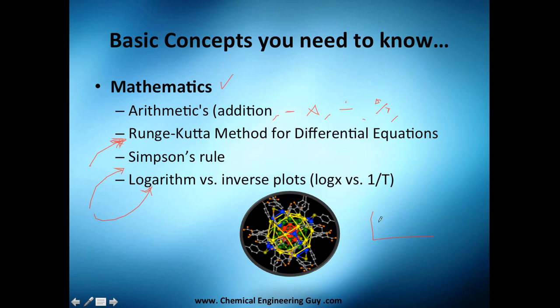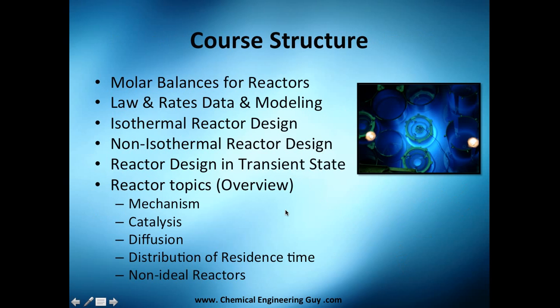So you will see that there are many processes in which if you take the logarithm of one value and the inverse of the other value, you will get a straight line, even though when you just plot them directly, you will get something strange. If you do this, you will get a straight line. So if you don't know it, okay, I'm going to do it also here. You've seen that also in the mass balance course. And yeah, essentially those are the basic concepts you need to know.